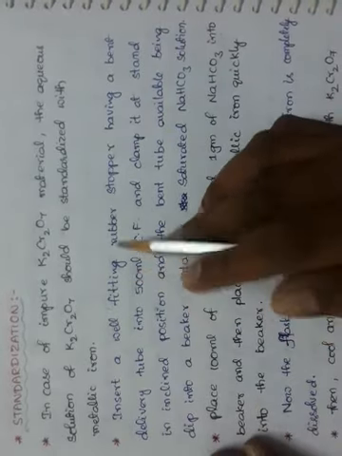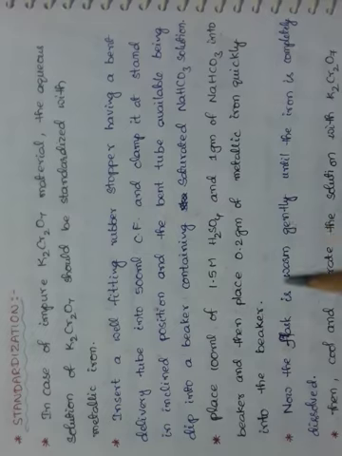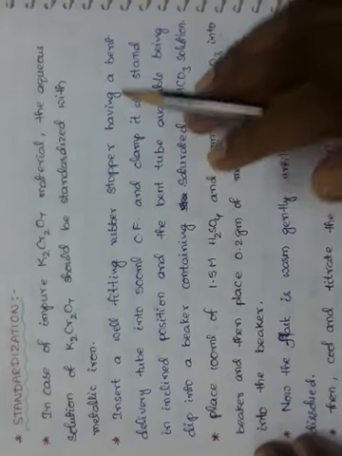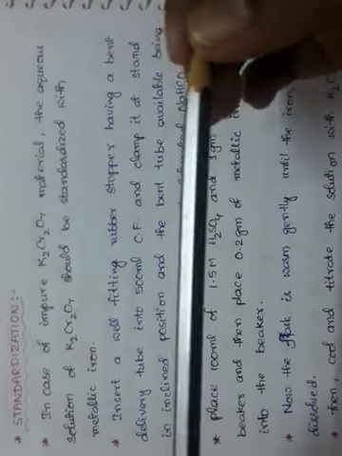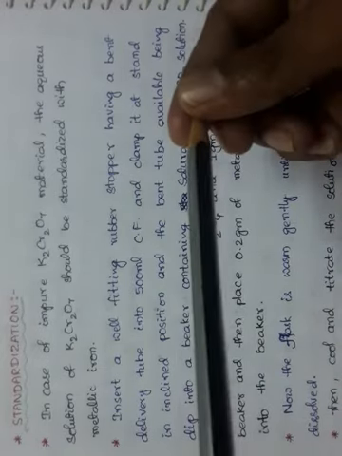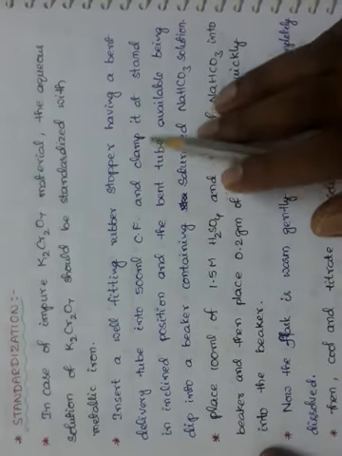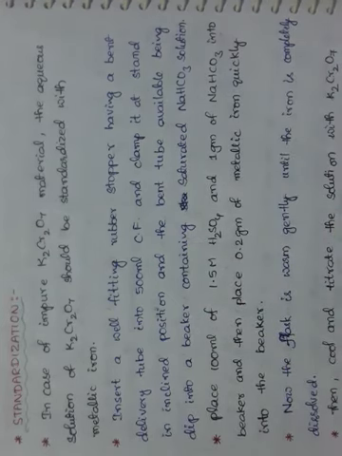Insert a well-fitting rubber stopper having a bent delivery tube into a 500 ml conical flask. That is just an arrangement. Clamp it at a stand in inclined position. Inclined position is like this. This is the horizontal position, and this is the inclined position. And then the bent tube is dipped into a beaker containing saturated NaHCO3, that is sodium bicarbonate solution.